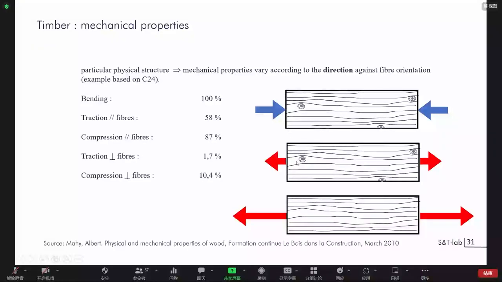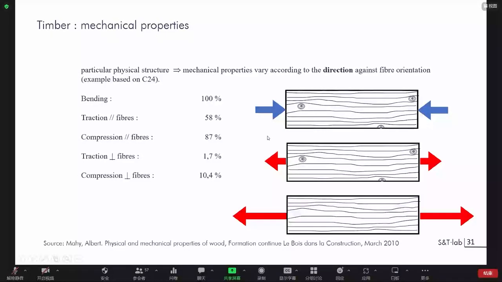But if you have perfect timber, you can have up to 2.5 times the resistance you have in compression. So these arrows are in scale, showing what would be, along the fiber, the respective compression or tension resistance you can deploy on this material.